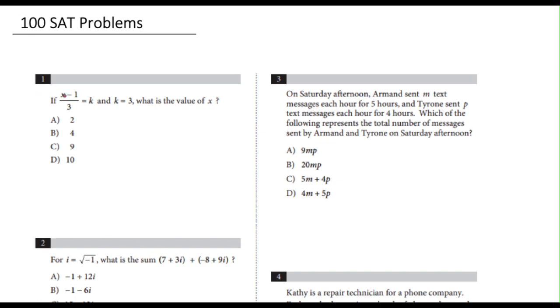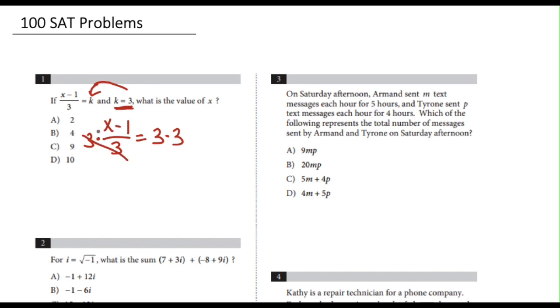Number 1, if x minus 1 divided by 3 equals k, and k equals 3, what is the value of x? First, we need to plug in what k equals into k in the first equation. So we'll have x minus 1 over 3 equals k, which we know is 3. Our objective here is to get x by itself. Our first step is to multiply by 3 on both sides.